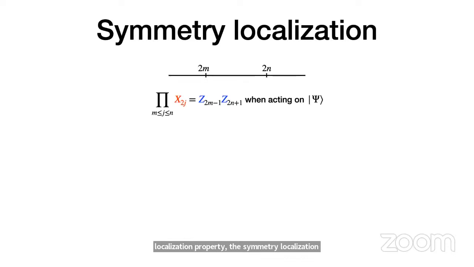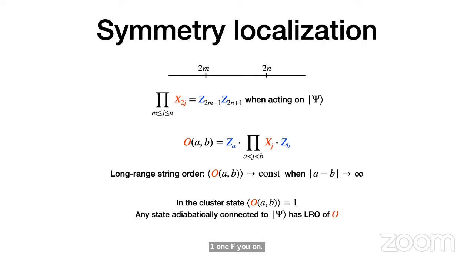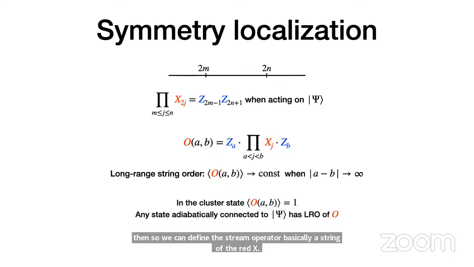Take this one-dimensional chain and fix an interval between sites 2m and 2n. Then let's consider the product of the red X in this interval. By the condition that Z X Z equals 1, we can easily see that this product of X is actually equal to Z right outside this end and Z right outside the other end, when acting on the ground state. So this holds in the ground state. And then we can define the string operator, basically a string of the red X decorated by the two blue Z at the two endpoints.